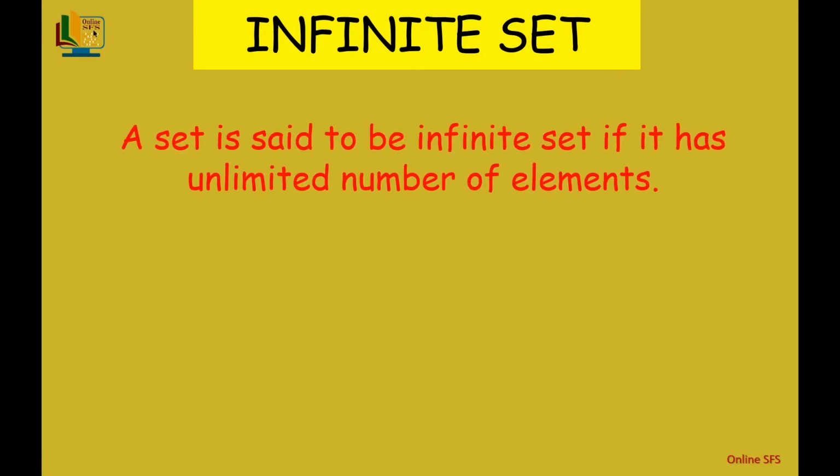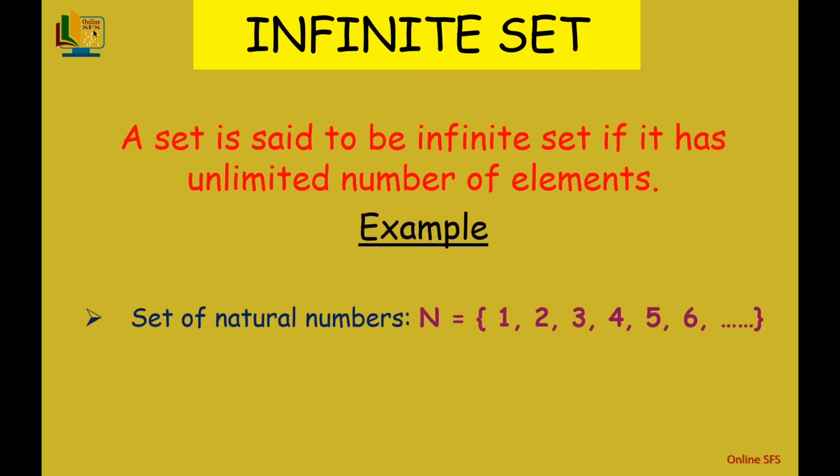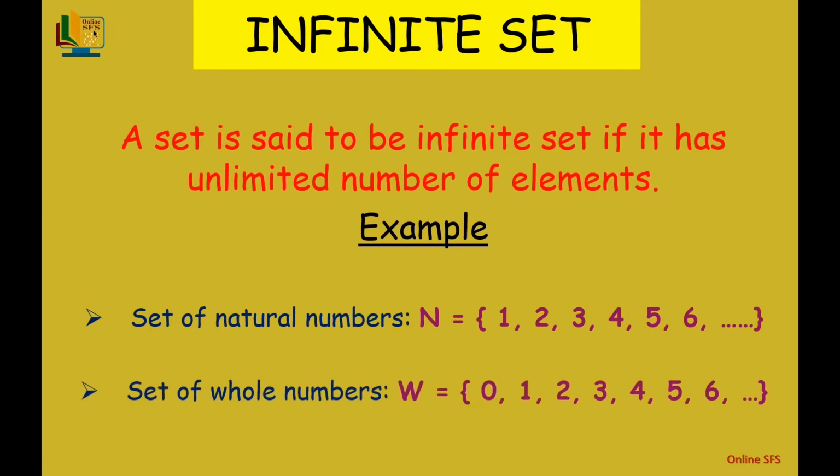A set is said to be an infinite set if it has unlimited number of elements, or in other words, the elements of the set are never ending or continuous. Let's see an example. A set of natural numbers. Now over here we know that the natural numbers start from 1, but it is not clearly mentioned as to where the limit of this particular set is, and hence this set will start from 1, but it doesn't have a limit or ending mentioned, so it will keep on going and will never end. Therefore, it is called an infinite set.